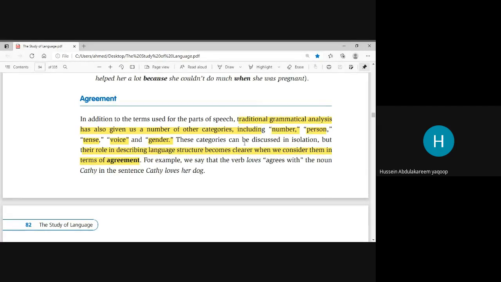Now, all these categories, discussed in isolation, should be in a form of agreement. This is the example given in the book. We have Kathy. Kathy is a name of a female. She is somebody. Now, Kathy is singular. This is related to gender and related to number. We have just one person. When we have this singular form, we can use the third person singular S to express the present form, talking about things which are real: this person loves her dog. From the pronoun her, we can understand that we are talking about a female, not a male. If we have, for example, Jasim here, this pronoun comes to be his dog instead of her.